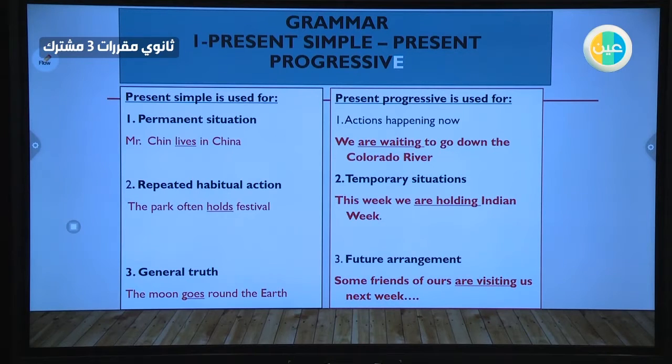When I say some friends of ours are visiting us next week, I'm talking about the future, but I'm using present progressive because it's something arranged. So in general, present progressive consists of are, is, or am as a helping verb, and the main verb with ing, for something happening now.